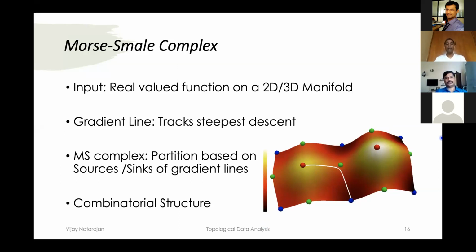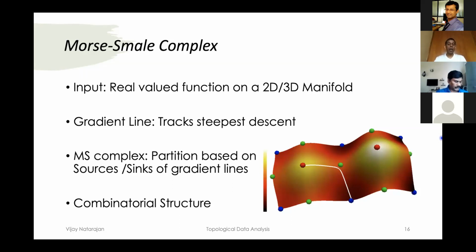And in addition, the function also has another type of criticality. These are the green saddle points. In the terminology of terrains, these are also called passes, right? So these are the three kinds of points where the gradient of the function becomes 0, right? Or the tangent plane is, in this case, parallel to the ground.